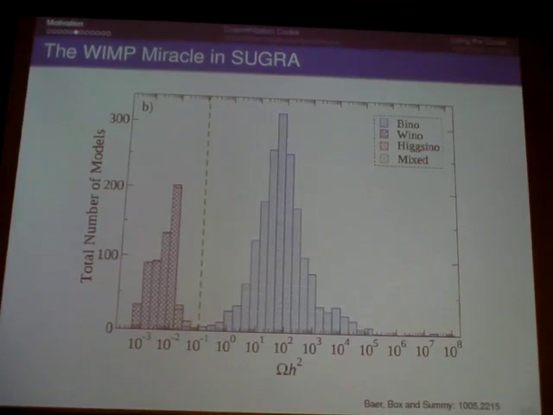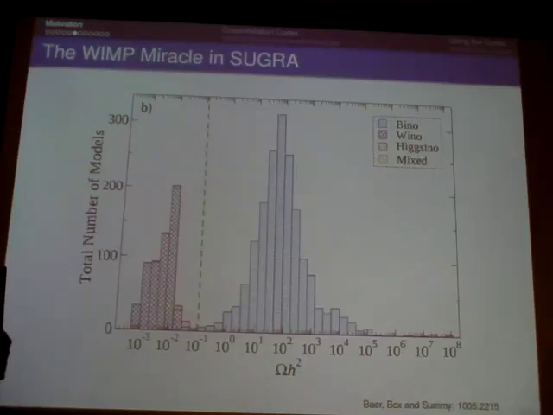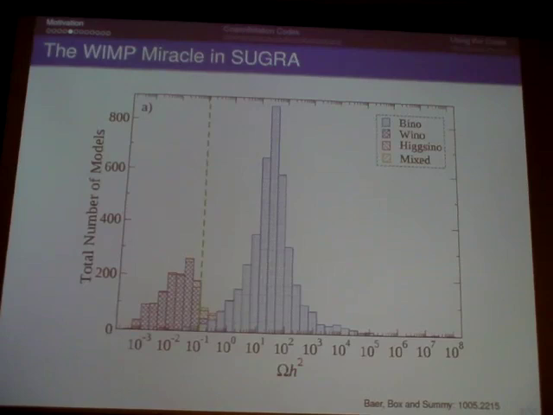Sorry, what was the switch from one plot to the other? I had something coming in. Yeah, sorry, so this is where there's no constraint on the mass of the LSP. And the next one, they say the LSP has to be lighter than 500 GeV.